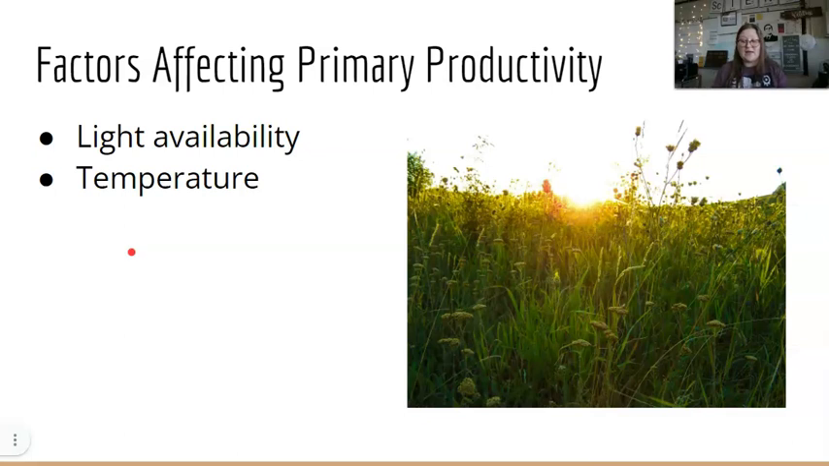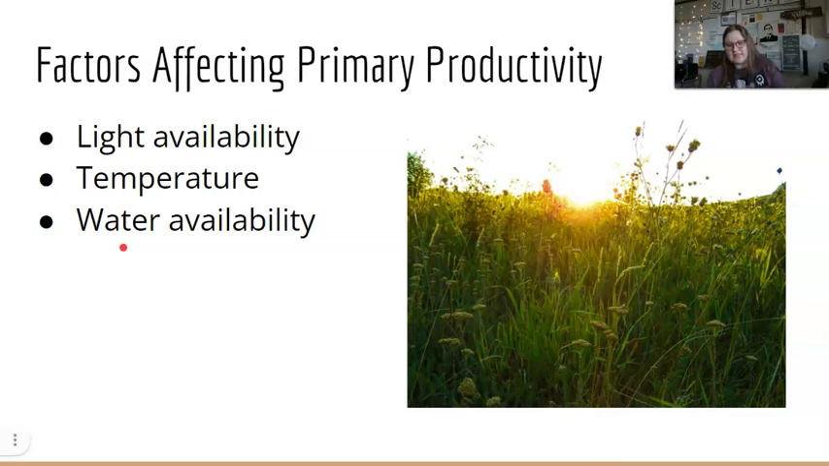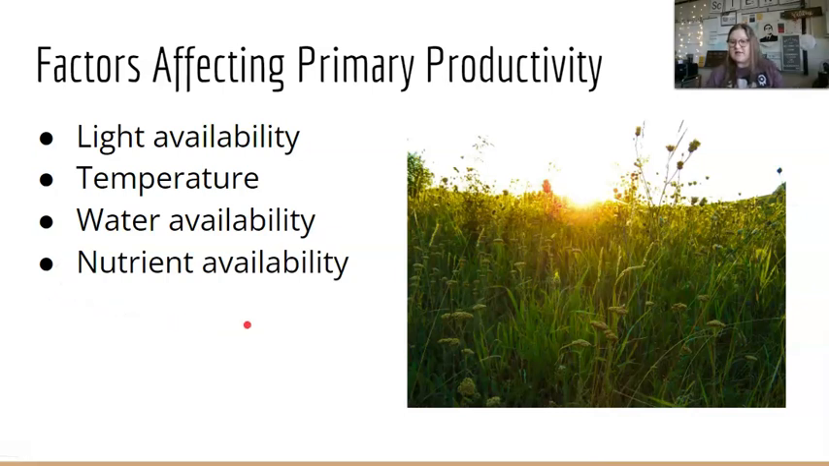Temperature, so if you've taken chemistry already, temperature can affect how quickly chemical reactions are happening. If it's really cold, chemical reactions are going to be slower or require more energy input. And if it's a little warmer, those reactions are going to happen more easily. But if it gets too hot, then they also can't happen. Plants also need water. They need H2O to go through that process of photosynthesis. So if there is no water, there is not going to be much photosynthesis happening. And then also nutrient availability.